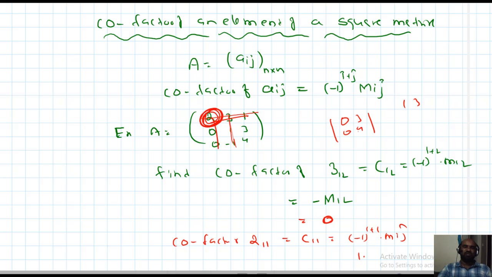So what happened? 1, 3, minus 1, 4. 4 ones are 4, minus, AD minus BC, minus of minus 3, that is equal to 7. I can say that the cofactor of this element is 7. In this way, you can find the cofactor and minor of any element of a square matrix, especially 3 by 3.